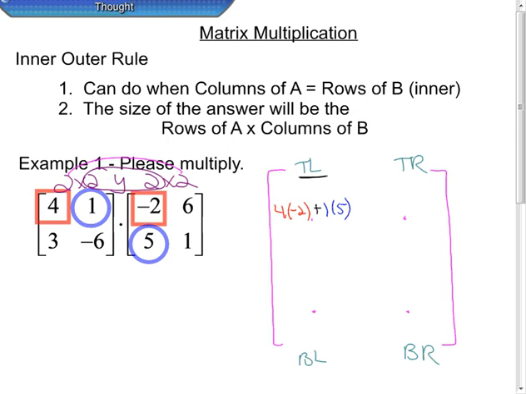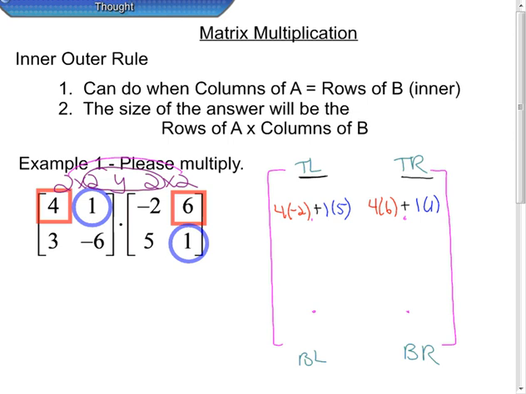Okay? And then to get the top right entry, I'll again use the top row, but now I'm going to use the right column. And again, I'll match shapes and do multiplication and add the results. So that's going to be 4 times 6 plus 1 times 1.